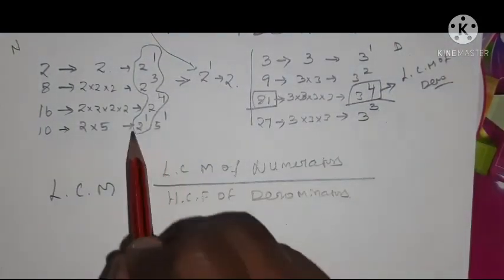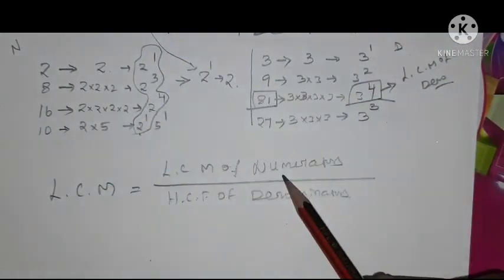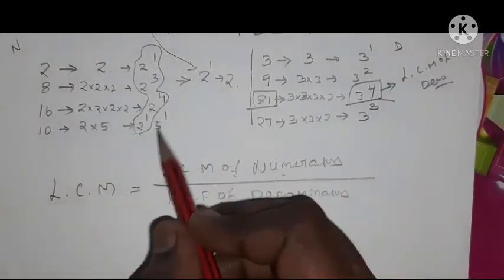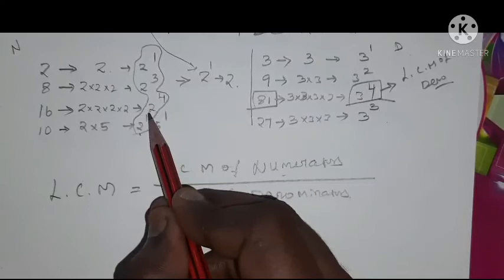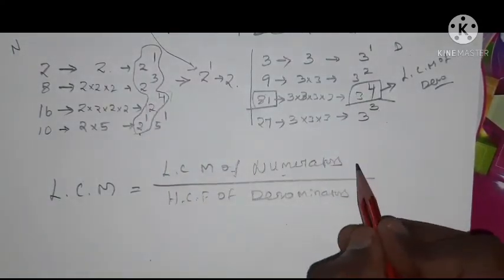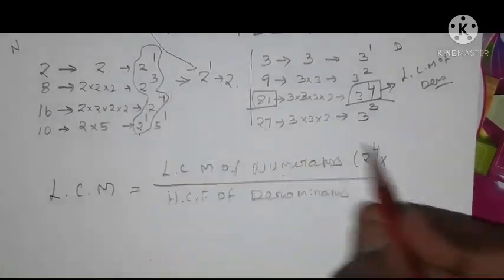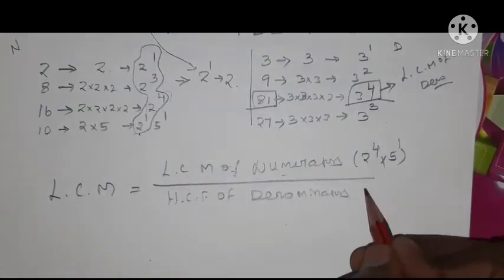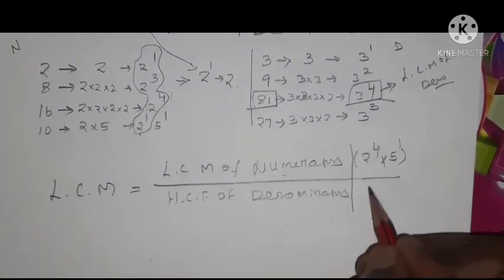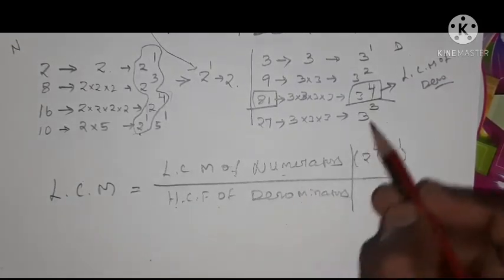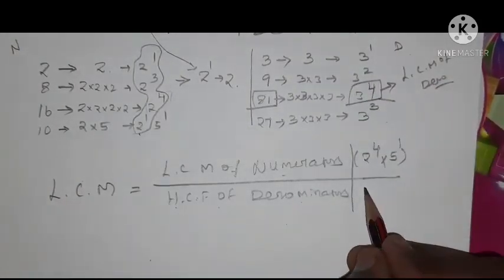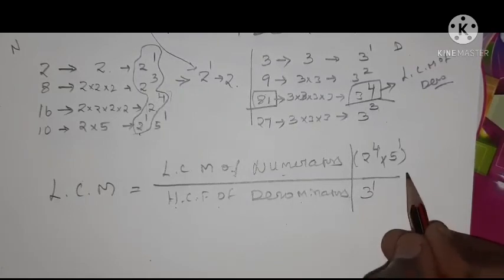So now we need to find the LCM of the numerators. So what is the LCM of the numerators that we'll get? Look out for the highest power. So the highest power is 2 power 4. So the LCM of the numerators can be calculated by 2 power 4 into 5 power 1, divided by the HCF of the denominators. Look out for the least power. The least power is 3 power 1. Hence 3 power 1 will be there.